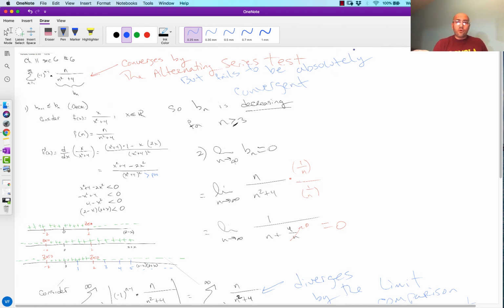And so, therefore, a series that is convergent but not absolutely convergent is called conditionally convergent. So that's our conclusion for this one. It's conditionally convergent because it does converge under the alternating series test, but it fails to be absolutely convergent because when we apply the series of absolute values for this sequence, it fails.